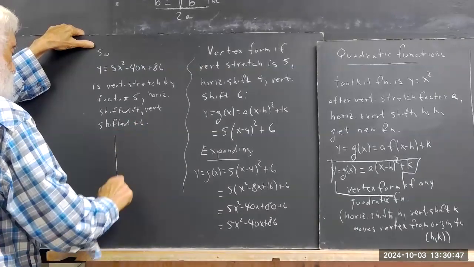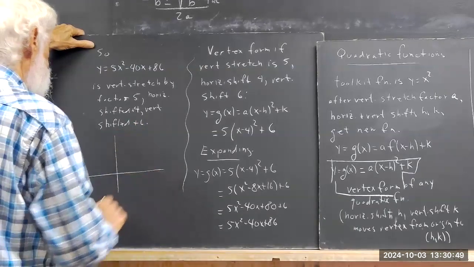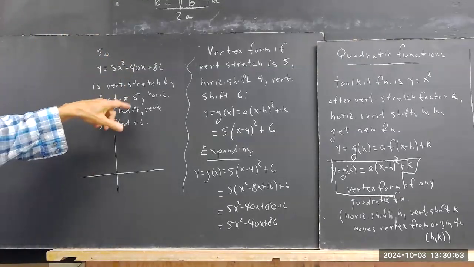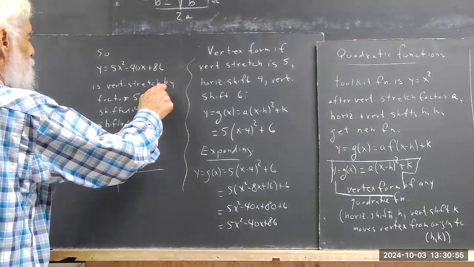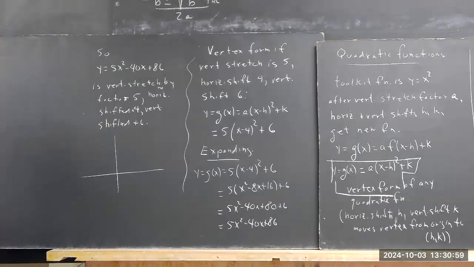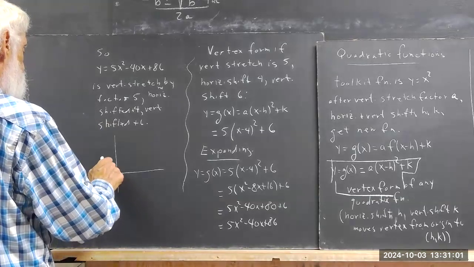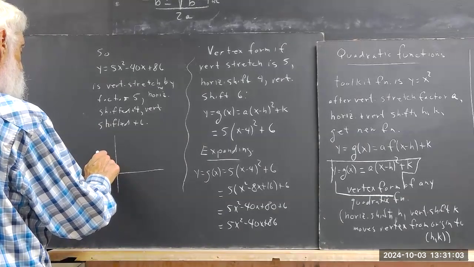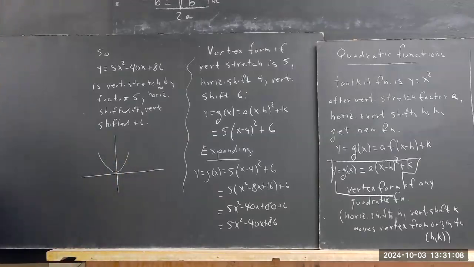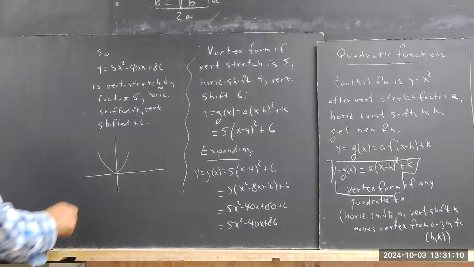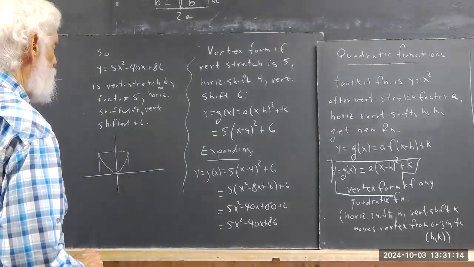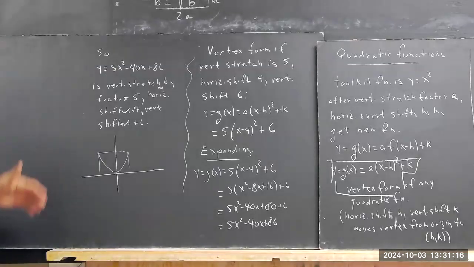Picture of that. I just wrote down that this is vertically stretched by a factor of 5, horizontally shifted 4 units, vertically shifted 6. What that means is you have the original function, and you could do it in a 4x4 box if you want. In fact, in this course, we do it in a box. Now you've got to vertically stretch it.